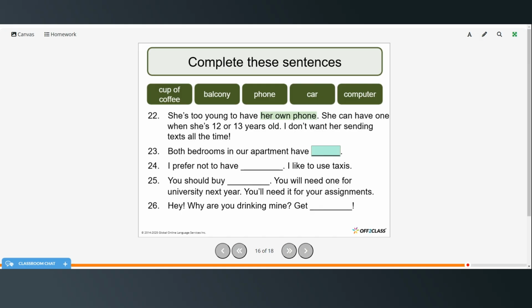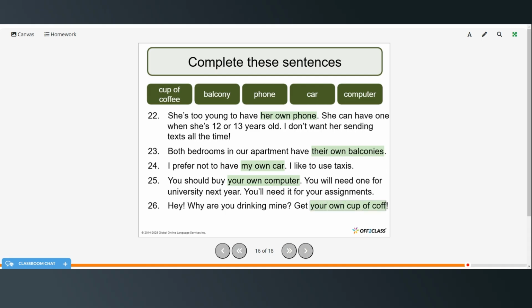Both bedrooms in our apartment have their own balconies. I prefer not to have my own car. I like to use taxis. You should buy your own computer. You will need one for university next year. You'll need it for your assignments. Hey, why are you drinking mine? Get your own cup of coffee.